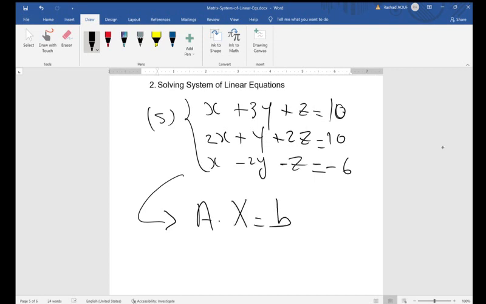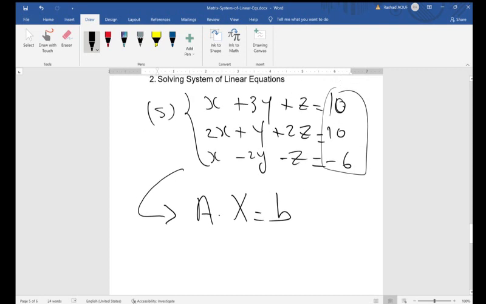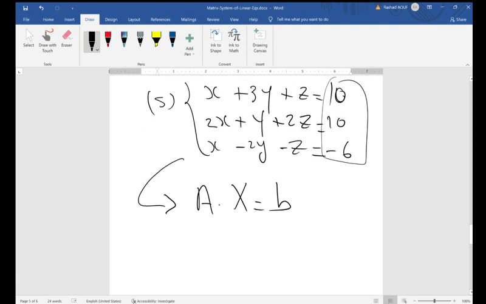Okay, A is the coefficients matrix, x is the unknown vector, and b are the right hand side values. So how can I do it? I copy all the coefficients of the unknowns in here. I have 3 unknowns, x, y, z.